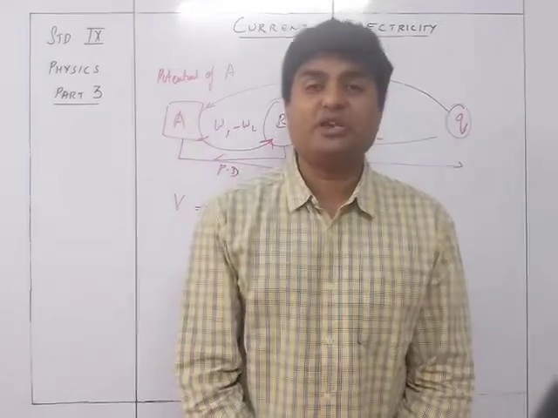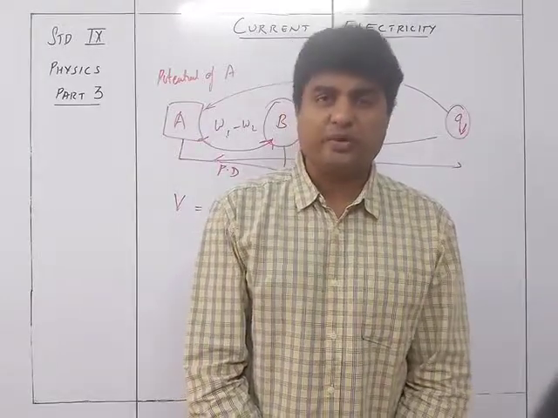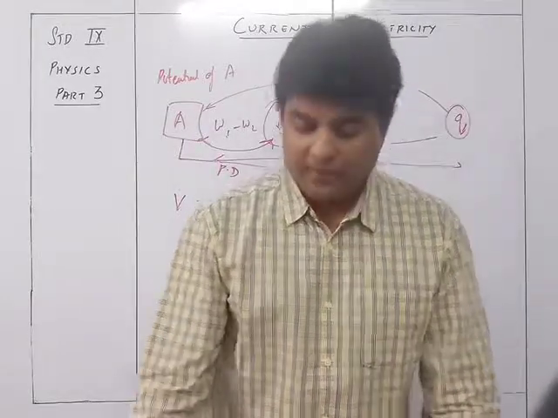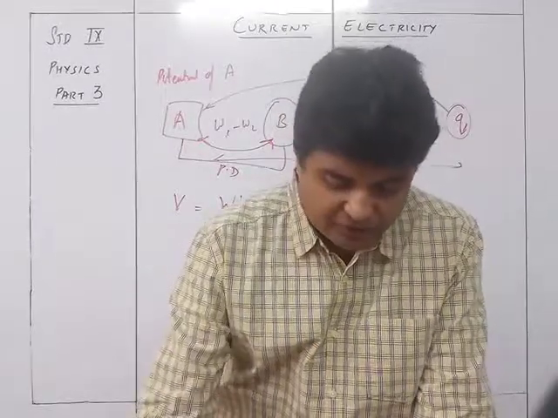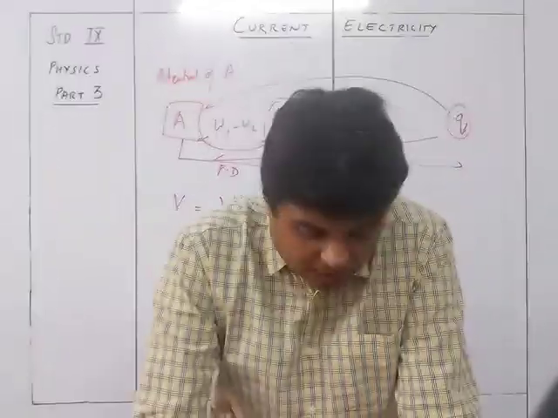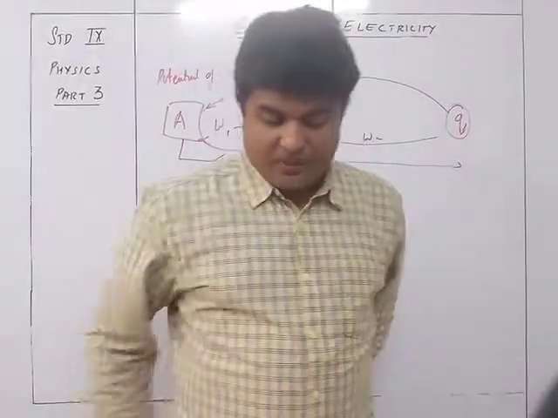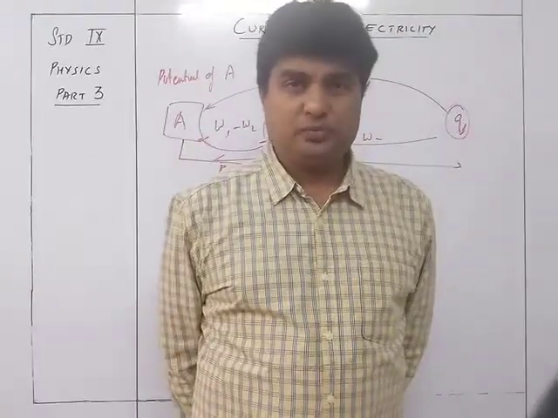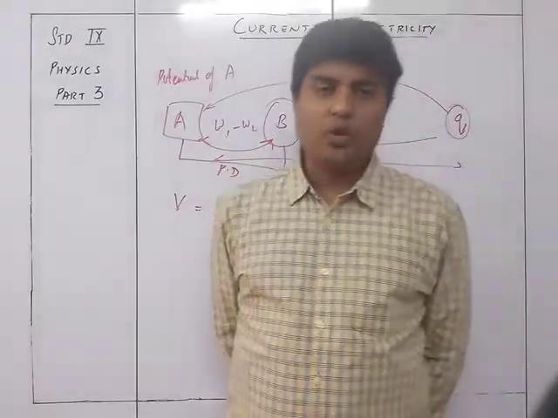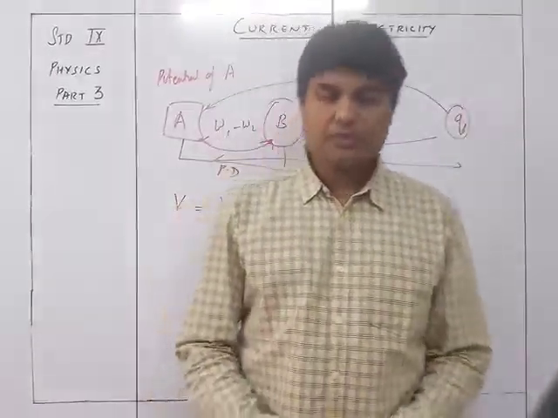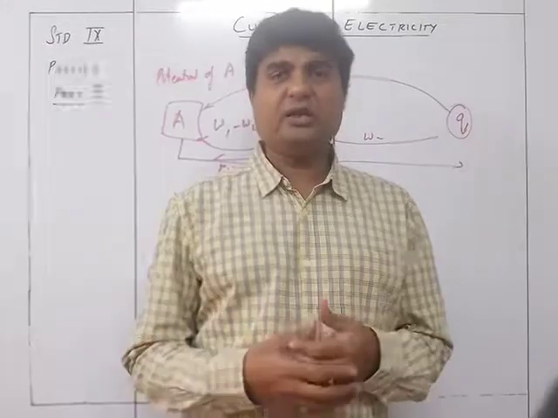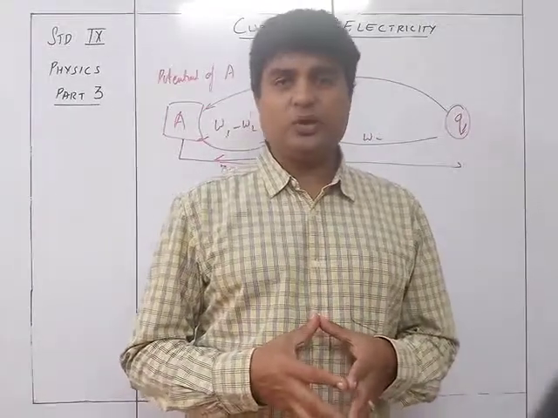Now this is the definition of 1 volt, very important. So what is a potential of 1 volt? We can define it: the potential difference between two points is said to be 1 volt when the work done in transferring 1 coulomb of charge from one point to another is 1 joule. So that is 1 volt potential difference. This is the concept of potential difference, that is, the voltage between the two conductors.